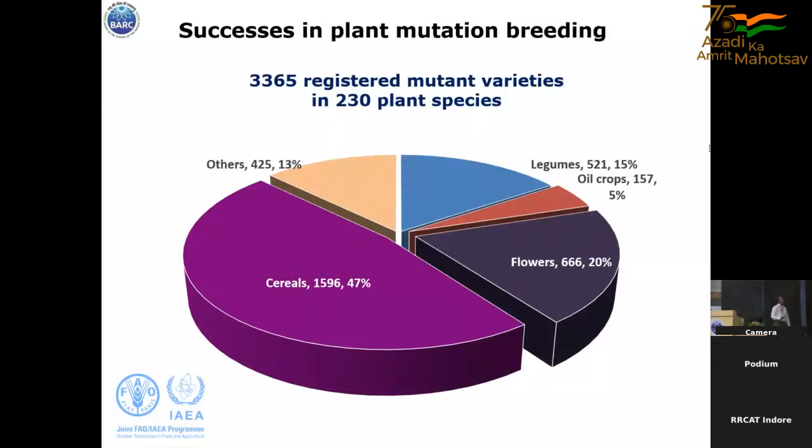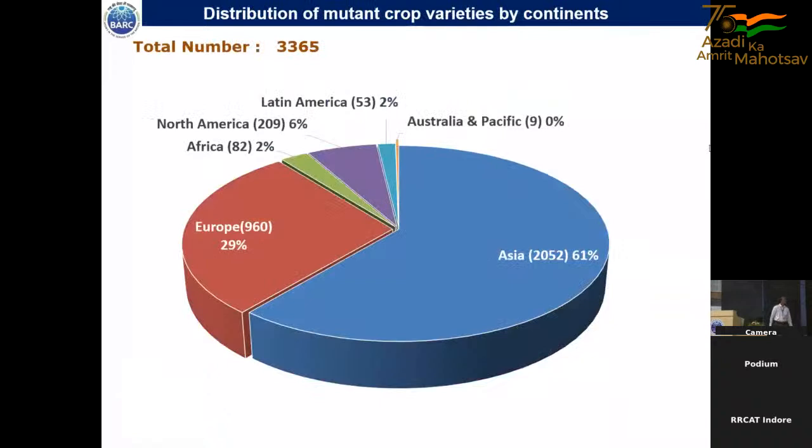And also to show how this technique is being used worldwide, if you see the success of mutation breeding in the world, around 3,365 mutant varieties have been registered, mostly in cereals, followed by flowers and legumes. And among different continents, Asia is leading in mutation breeding experiments.